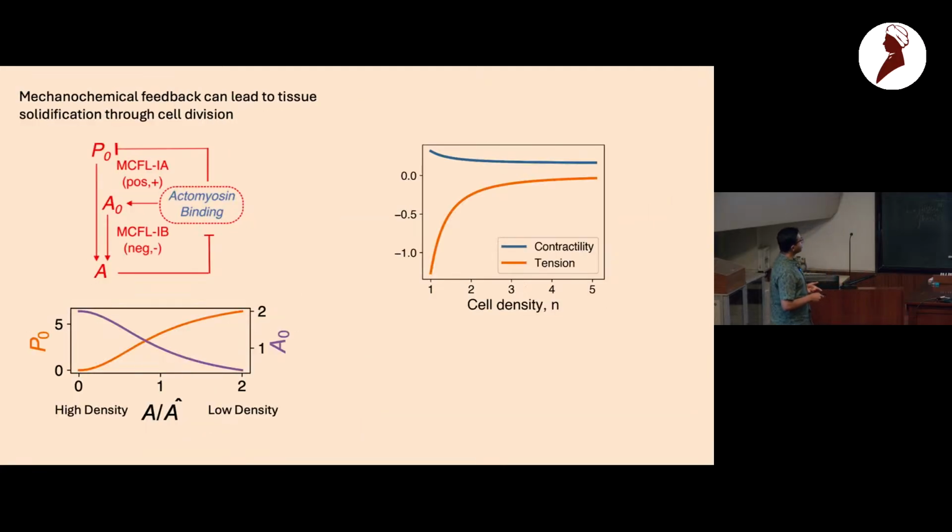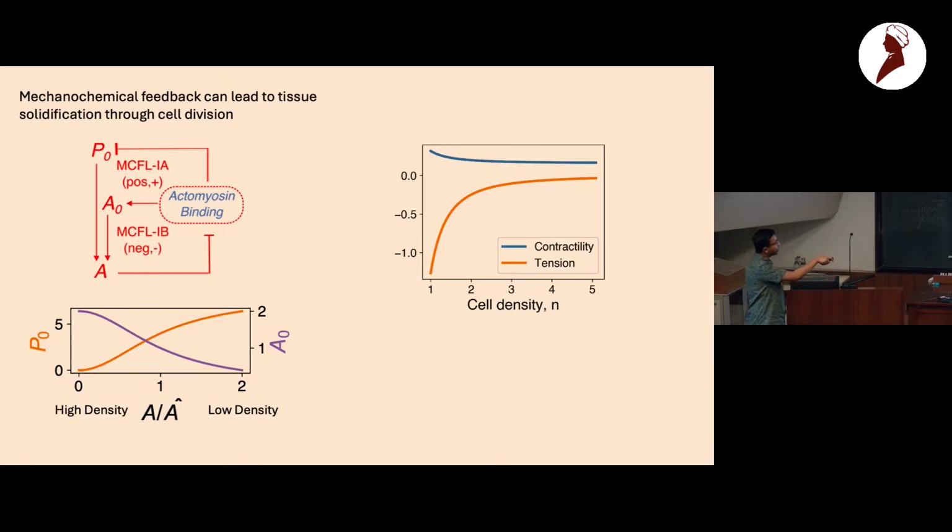What that means is that we now have a mechanochemical feedback loop in which actomyosin binding leads to a positive feedback loop involving P naught and the cell area, and a negative feedback loop involving A naught and cell area. So what does that do? The positive feedback loop leads to bistability in the cell area. What that means is that you can have both large size and small size which are stable. And what the negative feedback loop does is it doesn't let the small area go to 0 and the high area go to infinity. So it leads to some kind of stabilization in the system.